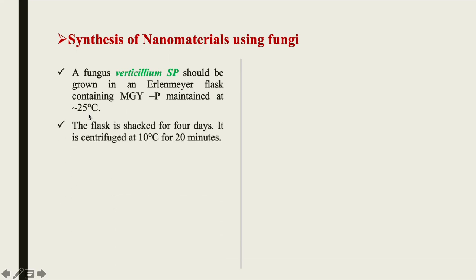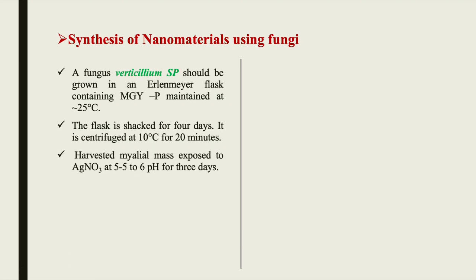The Erlenmeyer flask is conical in shape. If you store your fungus inside this flask, you have to maintain 25 degrees Celsius. The second procedural part is the flask is shaken for 4 days, and it is centrifuged at 10 degrees Celsius for 20 minutes. So this procedure requires 4 days, and first you have to centrifuge at 10 degrees Celsius for 20 minutes after keeping for 4 days.